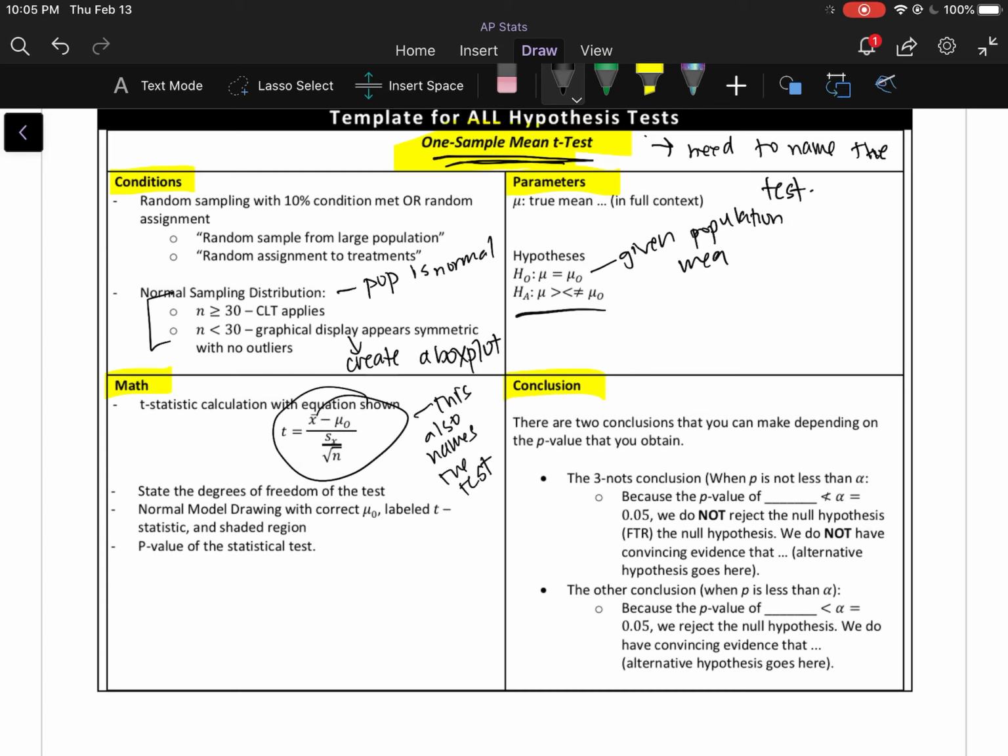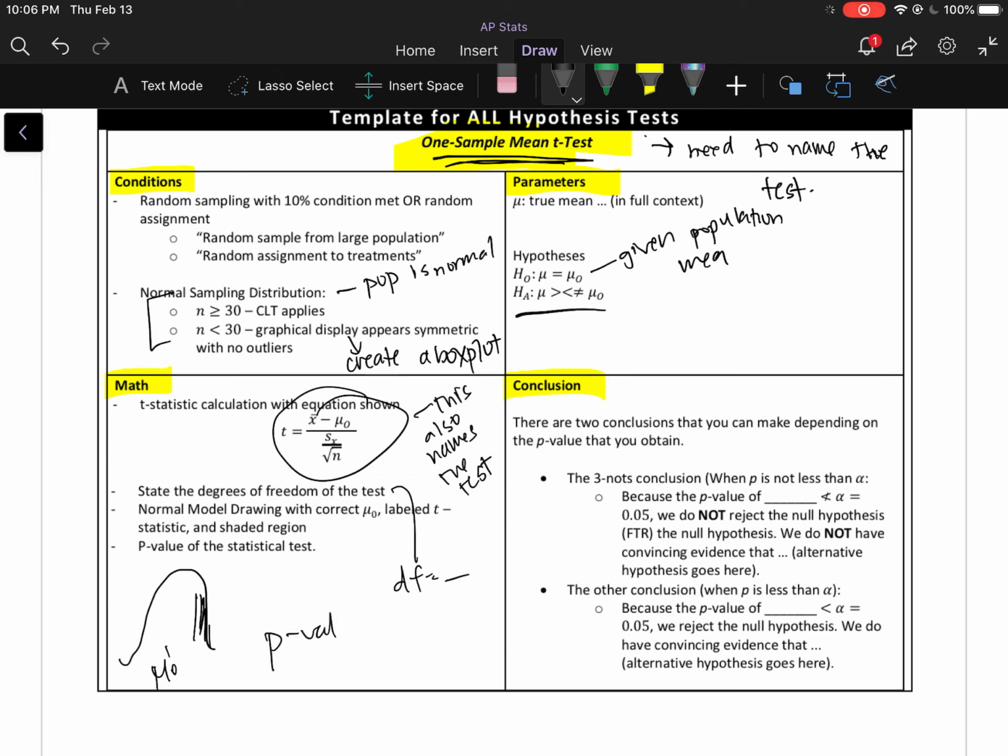In the math section, we have our t-statistic calculation with the equation shown. You have to write the equation before you plug in any numbers. You need to state the degrees of freedom. So you could say df equals blank. You have to draw your normal model with your mu naught value in the middle. You've got to shade whatever region that you need to, and then tell me the p-value.